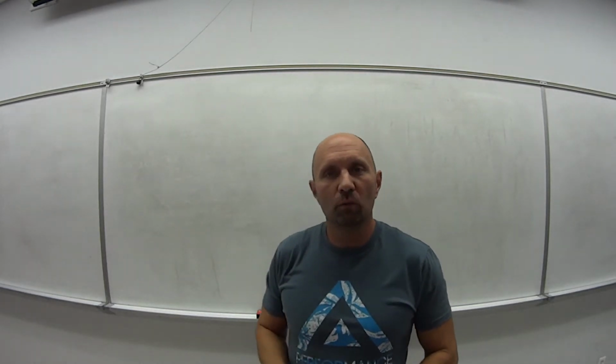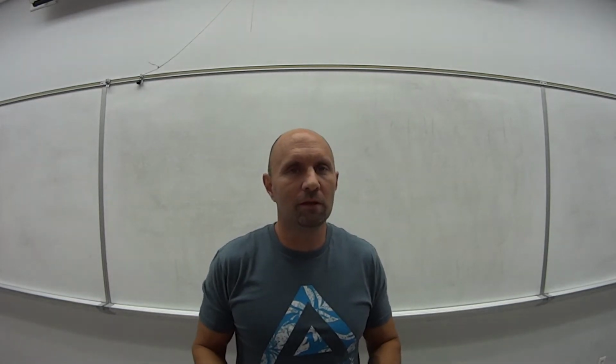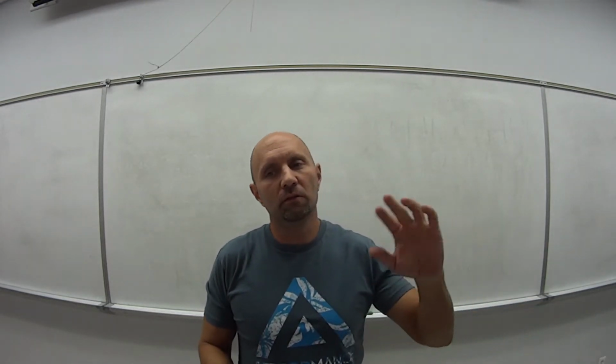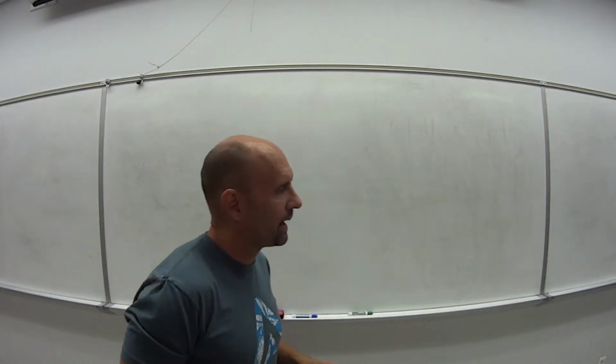In video 1, we saw how to do inverses of a 2x2 matrix. Nice little formula: 1 over the determinant, switch some things around, put negative signs, do the calculations, not too bad.